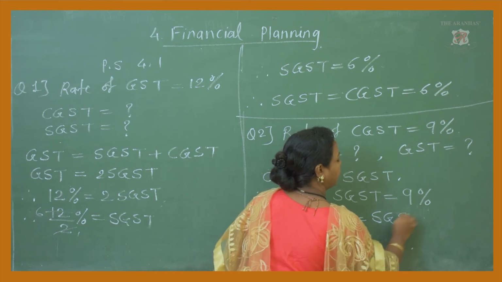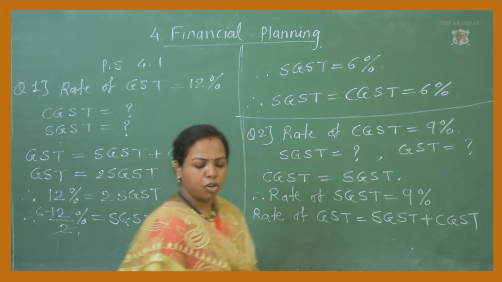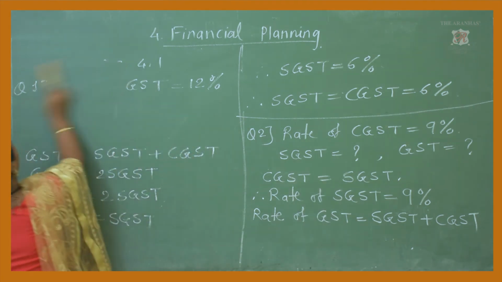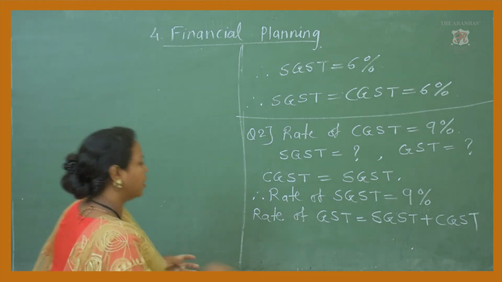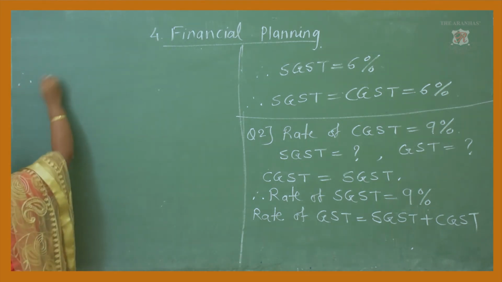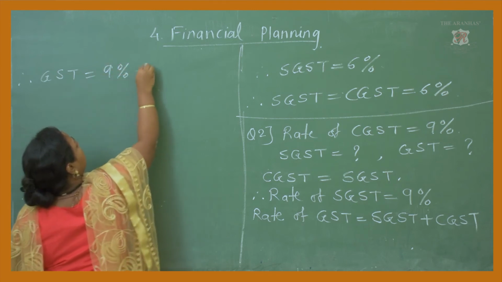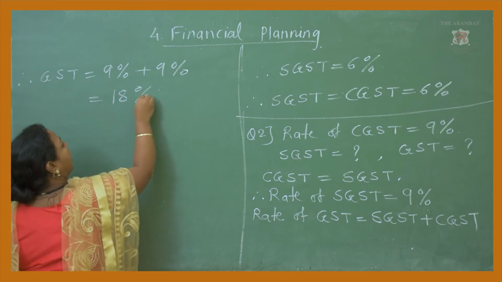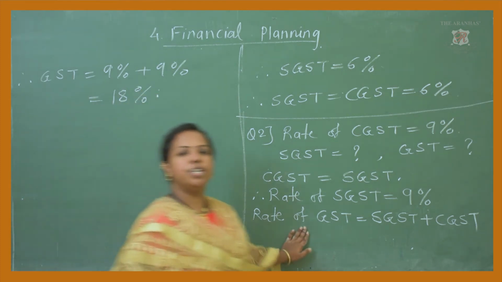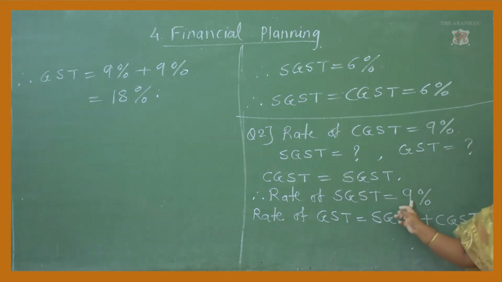SGST plus CGST. Or you can say twice of SGST or CGST also. In that way also you will get that. Then what is GST? It is 9% plus 9%, which is 18%. So rate of GST is 18% and rate of SGST is 9%.